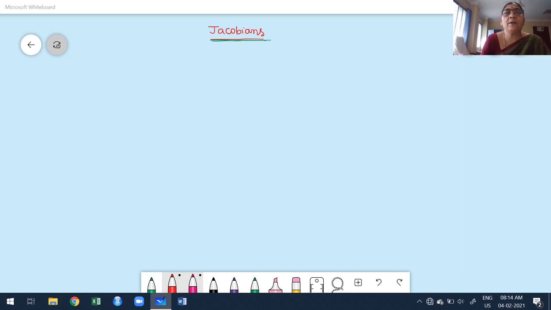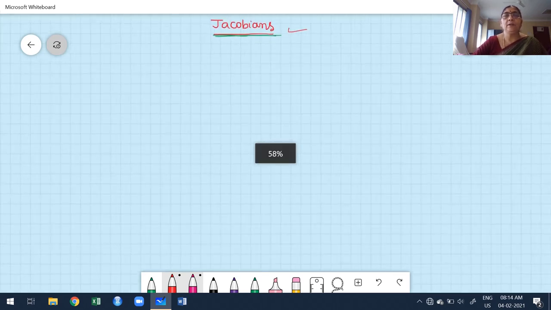In this class, we are going to discuss Jacobians. Jacobians are one of the applications of partial differentiation. In the beginning of the explanation of partial differentiation, I told what the applications are. One of the applications of partial differentiation is Jacobians. Jacobians are nothing but expressing first order partial derivatives in terms of a determinant.